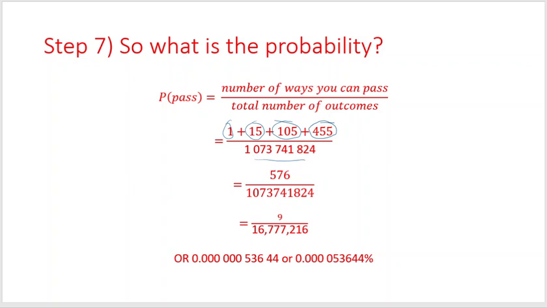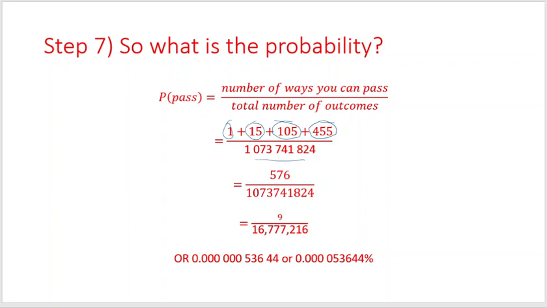So that gives us 576 ways that we could pass the test over 1,073,741,824. Now, if we simplify that, and you can simplify that by just simply putting that in the calculator, you get 9 over 16,777,216.